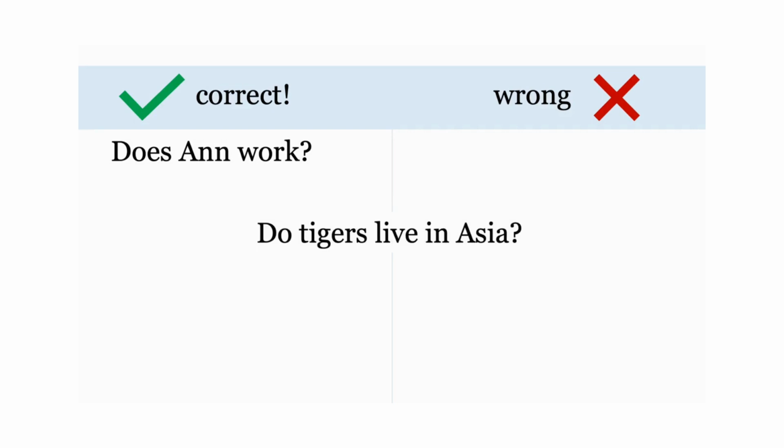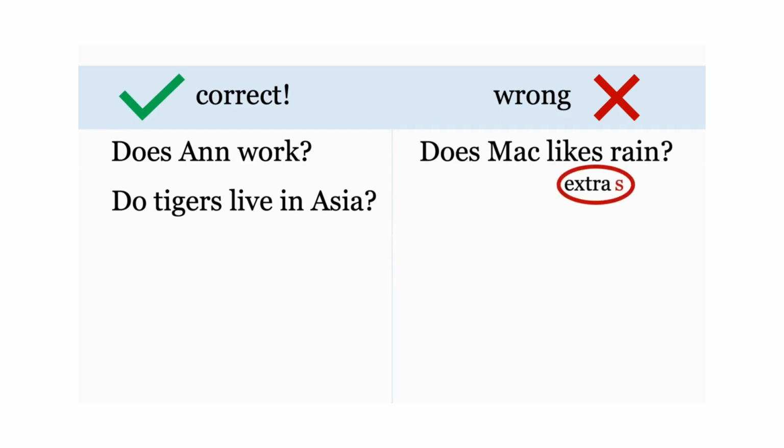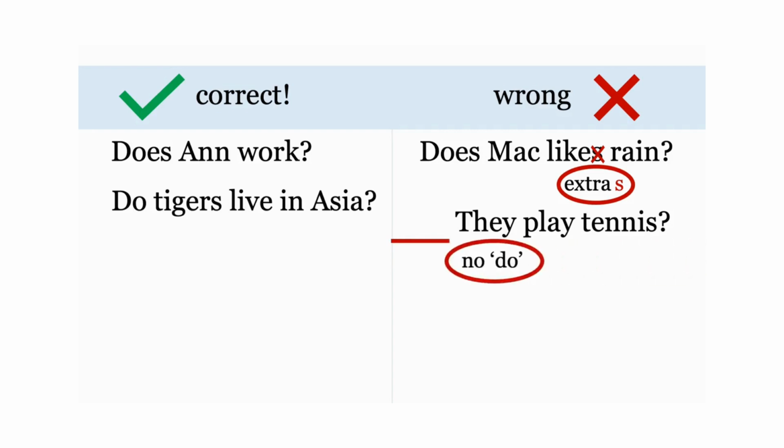Do tigers live in Asia? Yes, that is also correct. Does Mac likes rain? No. What's wrong here? That's right. We have an extra S. We don't need the S on likes because we already have does. They play tennis? That sounds good, but that is also wrong. They play tennis is not the correct question form. There's no do. This is actually just a sentence. They play tennis. The question is, do they play tennis?